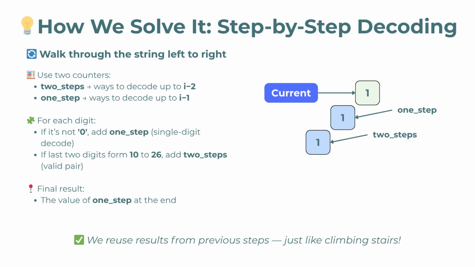Here's how we solve it. We walk through the string from left to right, keeping track of 2 counters: 2 steps, the ways to decode up to 2 positions back, and 1 step, the ways to decode up to the previous position.